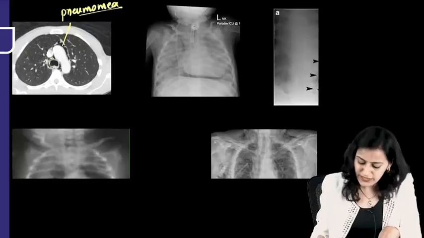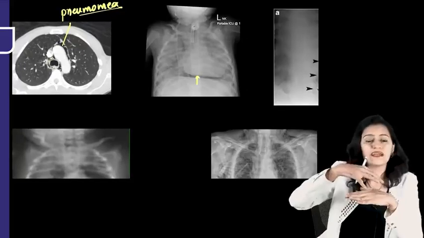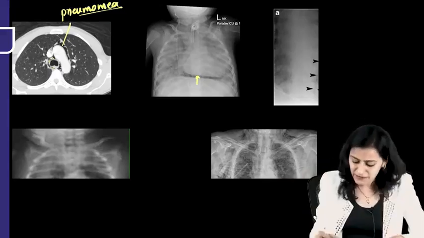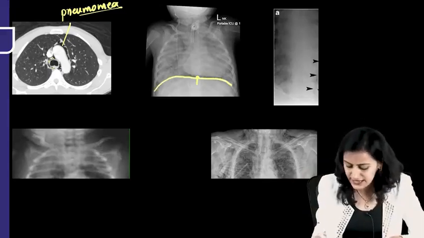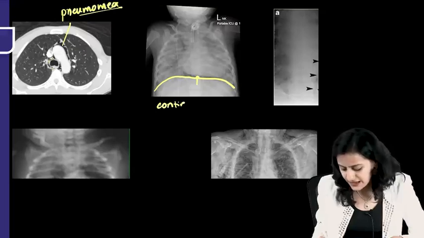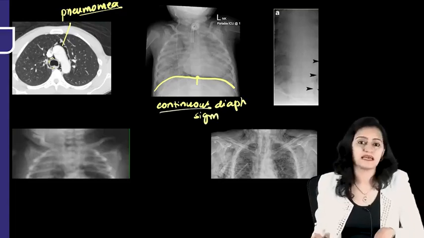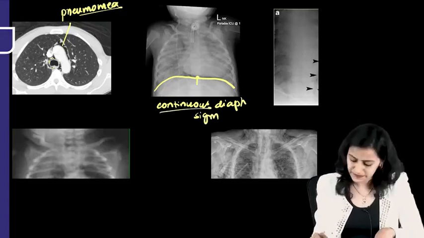What sign of pneumomediastinum is shown here? Look at how the air is separating the heart from the diaphragm. So the diaphragm can be seen completely, right? So this is called the continuous diaphragm sign. A previously asked question: continuous diaphragm sign is seen in pneumomediastinum.